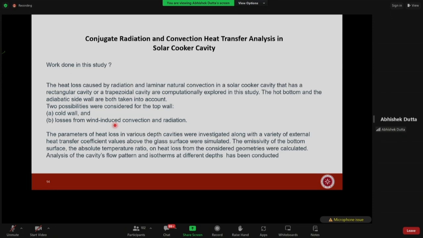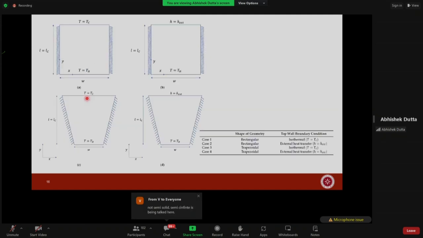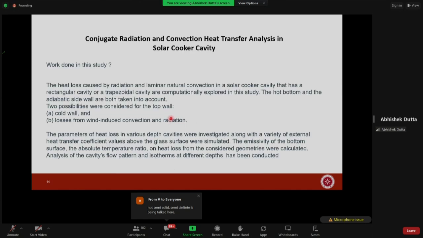Okay, so I'm going to go a little bit quicker now. They considered the heat loss caused by radiation and laminar natural convection in a solar cooker that has a rectangular and trapezoidal cavity. That's basically this one, rectangular and trapezoidal. They considered four cases, and I'll come to that in the next slides.